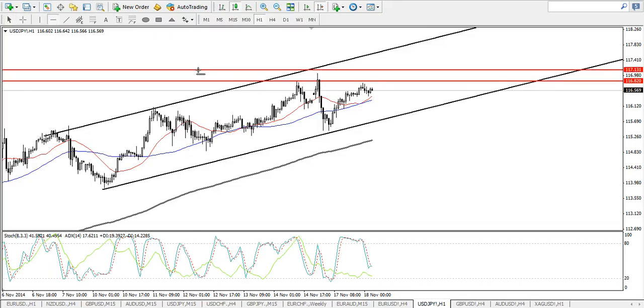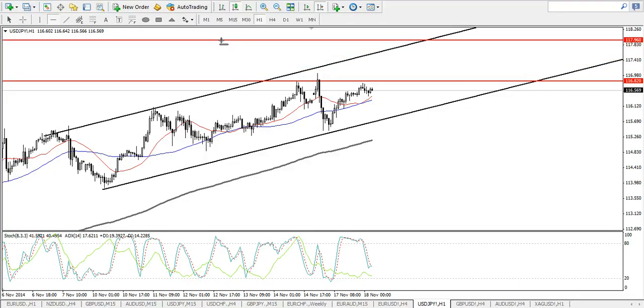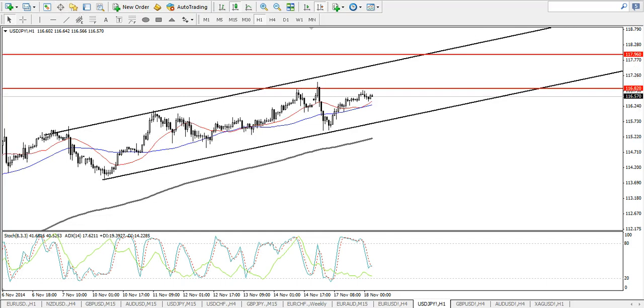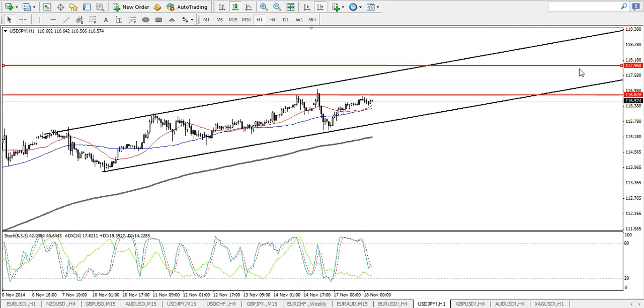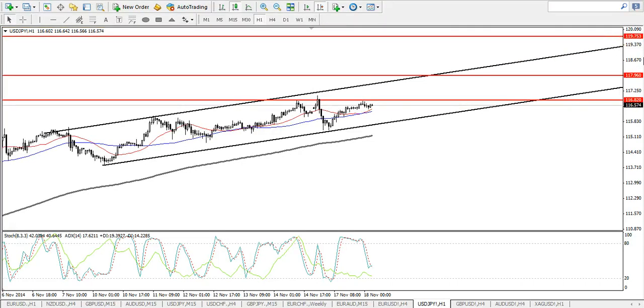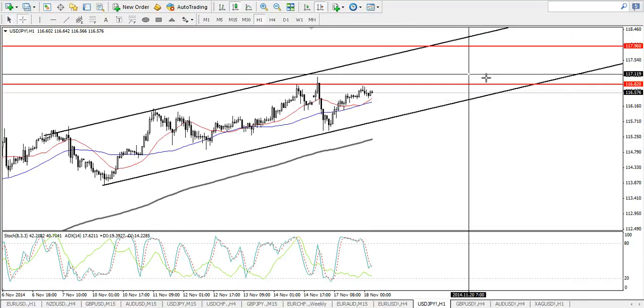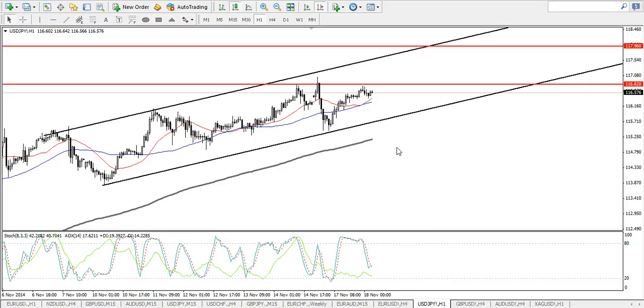117.96. Alright, this is the exhaustion level of 141.4%, and finally followed by the highest at 119.72. Whoa, that's high. Right, this will probably take a little longer. Okay, but right after this level, we are looking at 117.96.